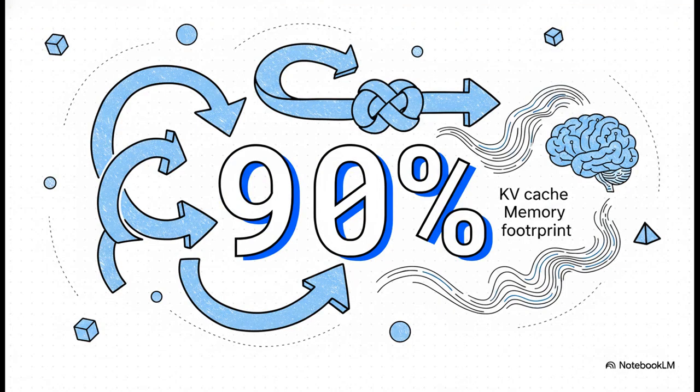And the result? By interleaving these 3 pathways, the team managed to reduce the KV cache memory footprint by a staggering 90%. So for you, as an engineer or a user, this means massive context windows are no longer completely bottlenecked by hardware memory. It's a real game changer.